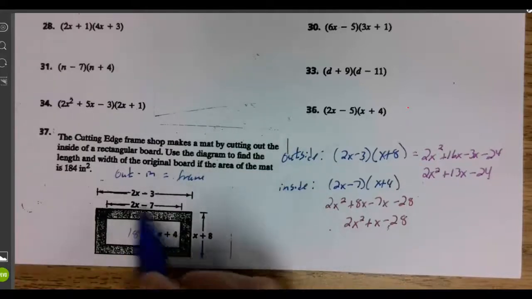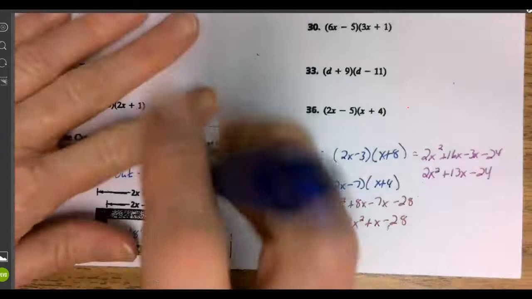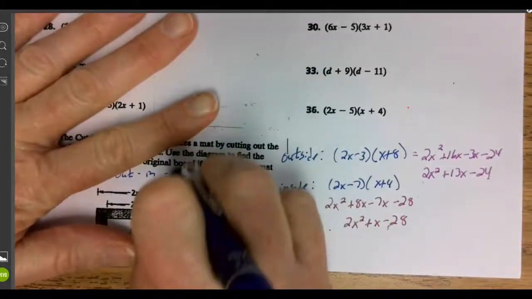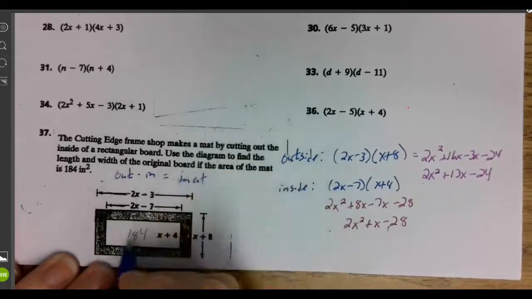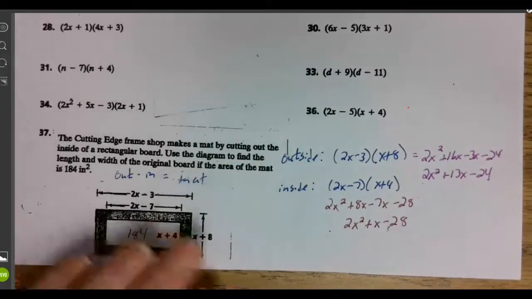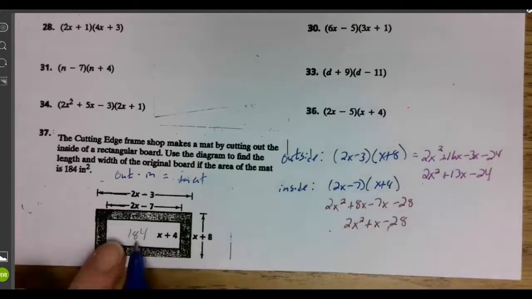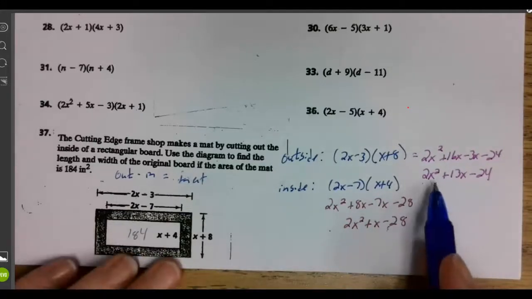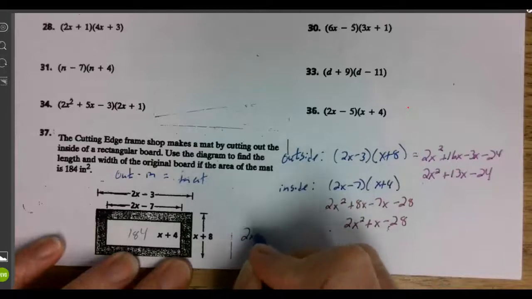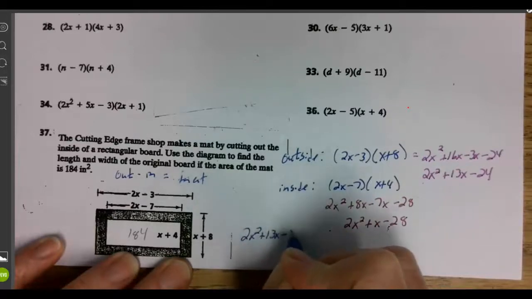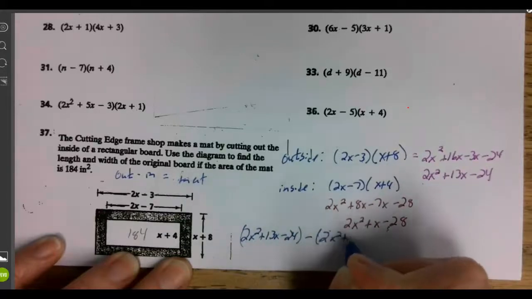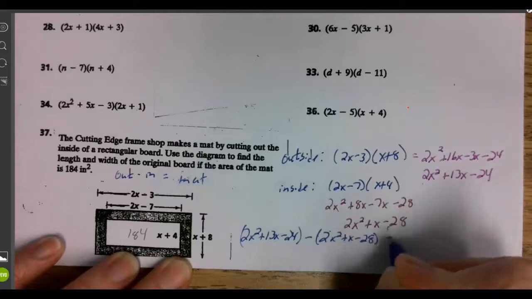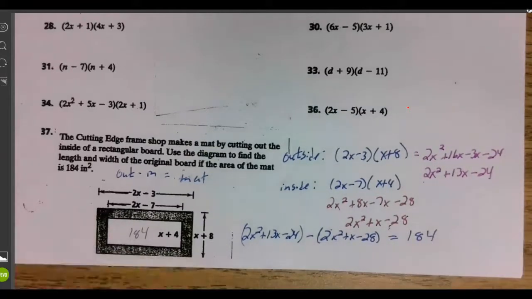Okay, or we're going to take outside, sorry, not inside, the mat. This situation will be that rectangle on the inside. So in here, it's going to be what the mat is, this white part right here. So we're going to subtract those, and then that's what's equal to 184. So I'm going to actually take 2x squared plus 13x minus 24 minus 2x squared plus x minus 28. And that's all going to be equal to 184. One hunkin' big equation, isn't it?